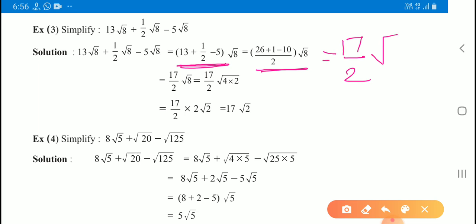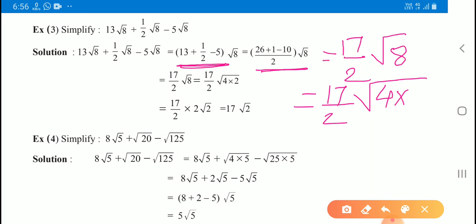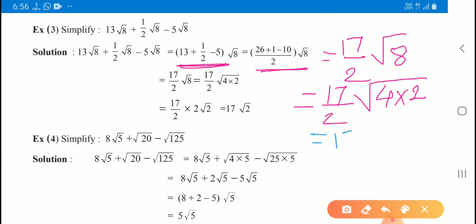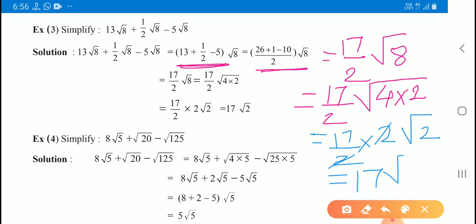Now look, this 8 we can factorize. One factor is 4 and another is 2. 4 is a perfect square. So here 17 upon 2, the square root of this 4 is 2. So it will come out of the square root sign and here root 2. The 2s will cancel with each other. So you will get the answer 17 root 2. Okay. Do you understand this?